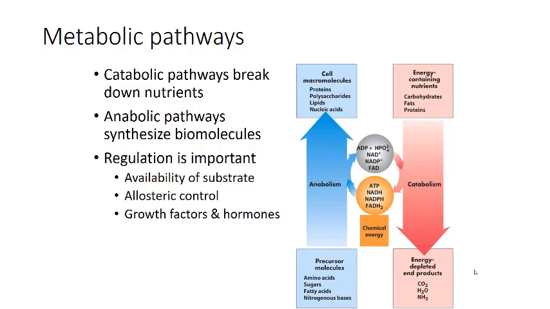At the end of the day, the regulation of these pathways, to determine that the right molecules are produced or consumed at the right time, is key. Regulation is dependent on the availability of the substrate, as will become especially important in the next few chapters, allosteric control, as we've already seen with ATCase, and growth factors and hormones, which we've hinted at with signaling, but we'll see at the very end of the course.